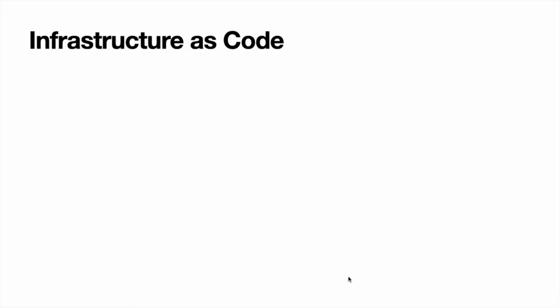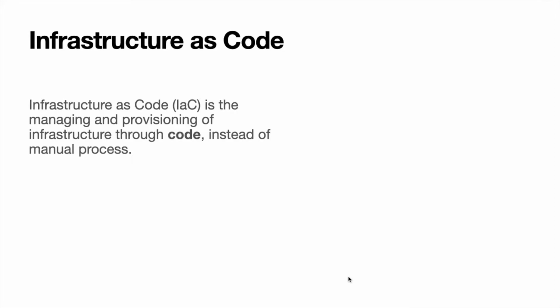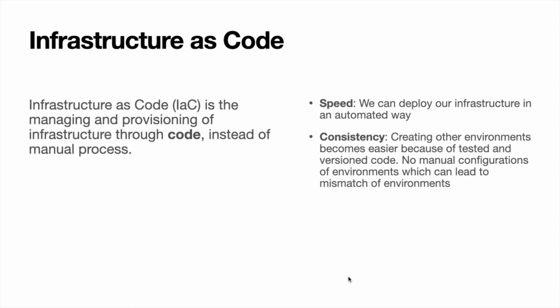What is infrastructure as code and why do we need it? Infrastructure as code is managing and provisioning of infrastructure through code instead of manual processes. Why do we need it? Speed. We can deploy our infrastructure in an automated way. Consistency. Manually configuring environments can lead to errors and mismatch between our environments like test, UAT, and prod.